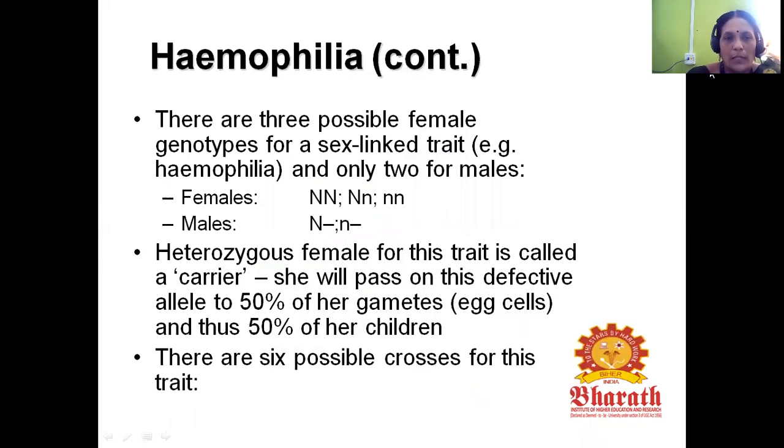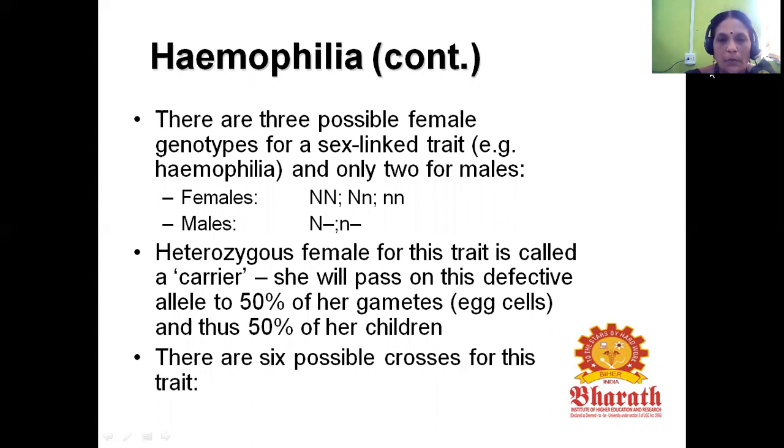For hemophilia, there are three possible female genotypes of a sex-linked trait and only two for males. The females are capital N capital N, capital N small n, and small n small n. In males, capital N and small n. So a heterozygous female for this trait is called a carrier. She will pass on the defective allele to 50% of her gametes and thus 50% of her children.